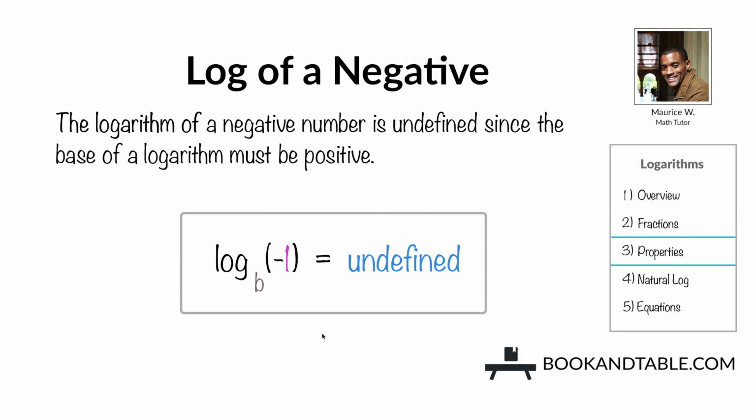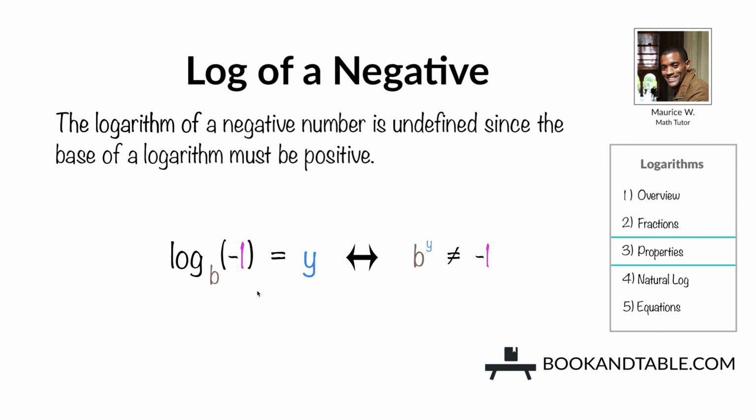Another property is the logarithm of a negative value. And the logarithm of a negative number is undefined since the base of a logarithm must be positive. So since our base is greater than 0, there's nothing we can raise this number to that will result in a negative value. So the log of base b of some negative number is equal to y. If we change this to exponential form, it would result in our base b raised to a power of y is equal to negative 1.